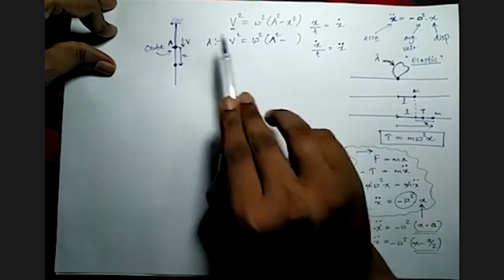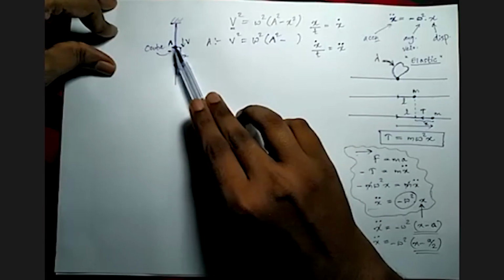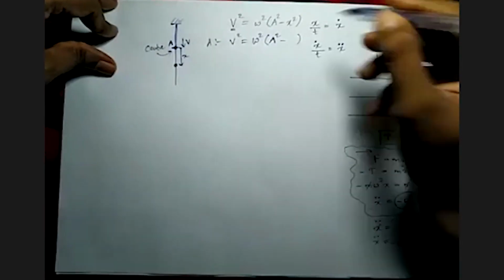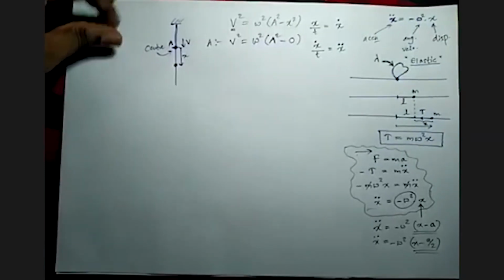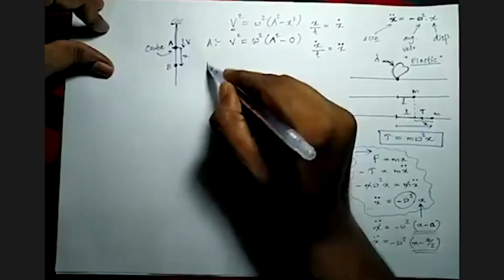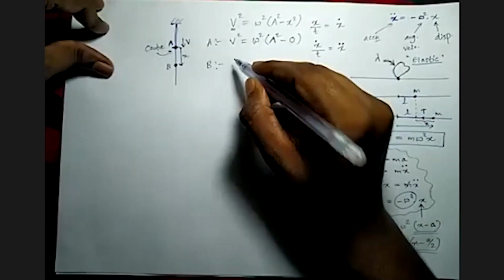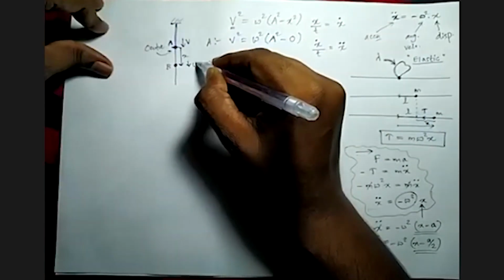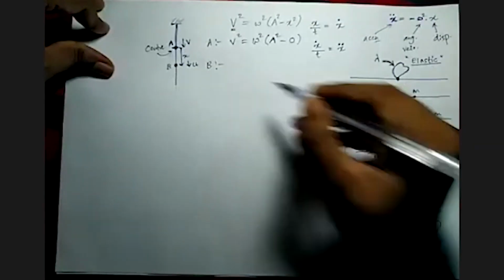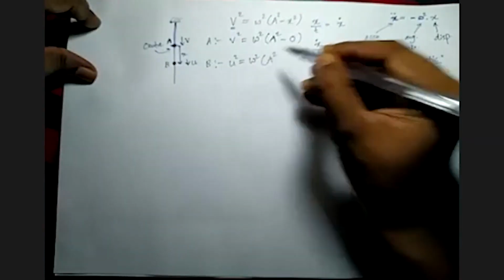I am going to apply this equation to the same point. Then is there any distance between point A and the center? No. Therefore, displacement is 0. X is 0 here. Let's consider this point as B. Now I am going to apply this equation at B. Here the velocity is u, for example. Then u square is equivalent to omega square, a constant for the entire motion. Amplitude is also a constant. The only difference is x.